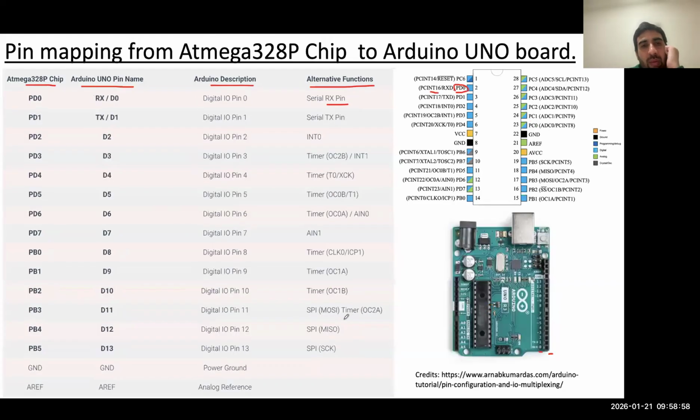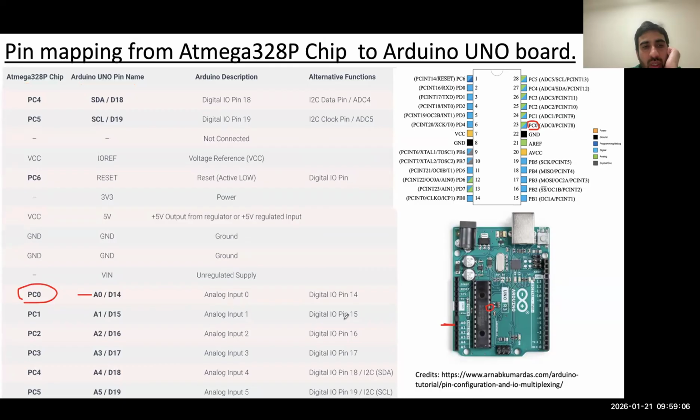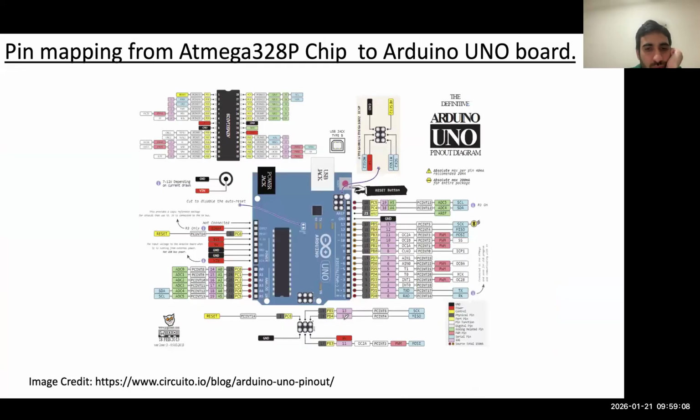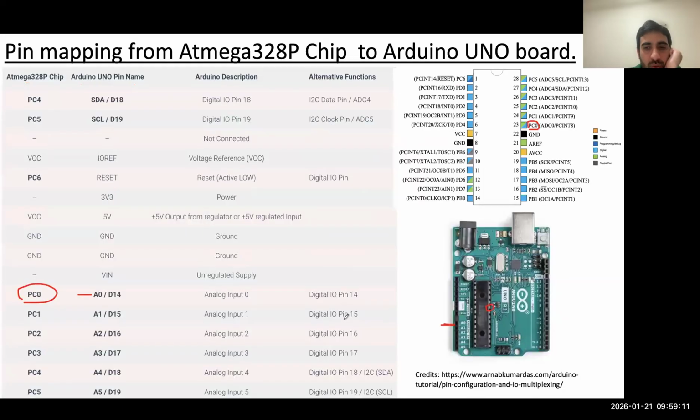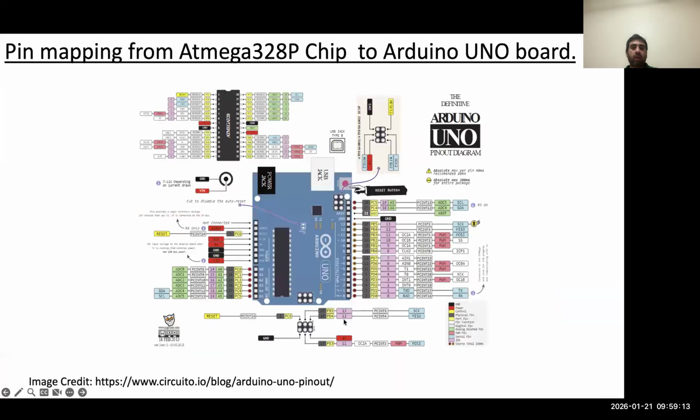This table will be very helpful for you because you will need to know this mapping in your labs, and you can come back to it whenever you need it. Okay. Any questions?